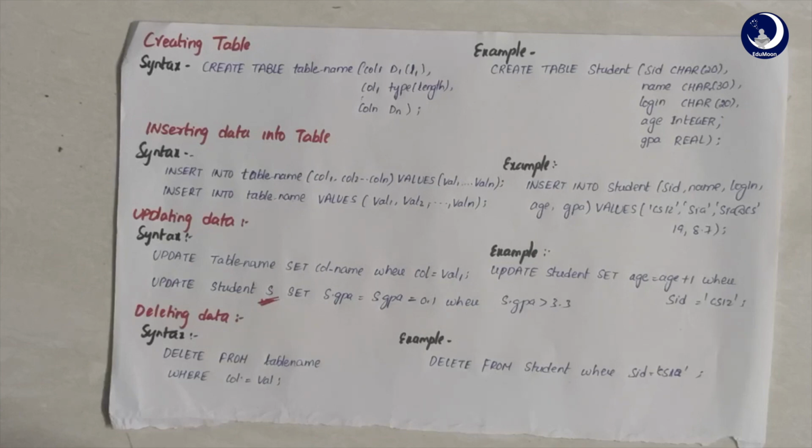For example, delete from student where SID is equal to CS12. Here I am deleting Sia's record, so my table won't have data about Sia.